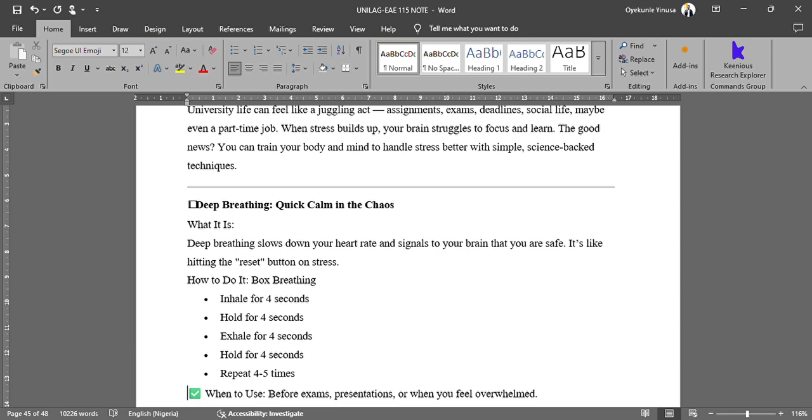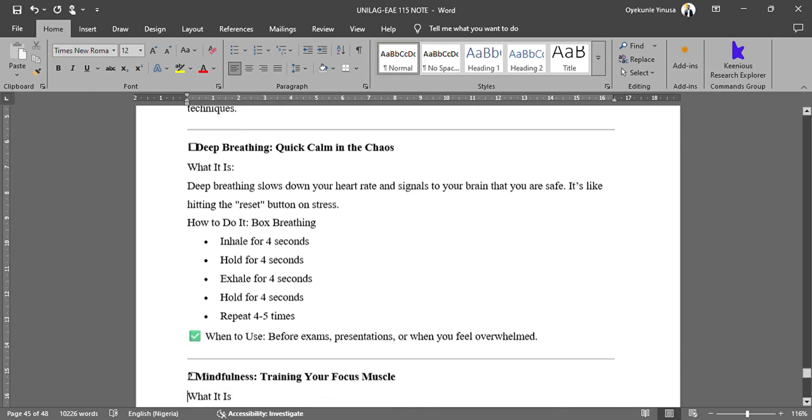Number one is deep breathing. Quick calm in times of chaos. When there is chaos or a lot of unnecessary pressure, just hold on for a second and say, breathe in. Take a deep breath. Deep breathing slows down your heart rate and signals to your brain that you are safe. It signals to your brain that everything is fine, everything is well. It's like hitting the reset button on the stress form.